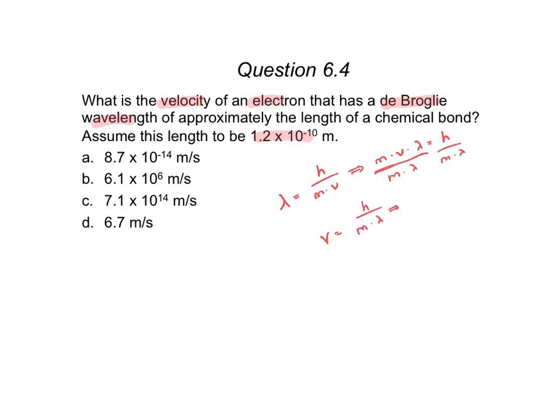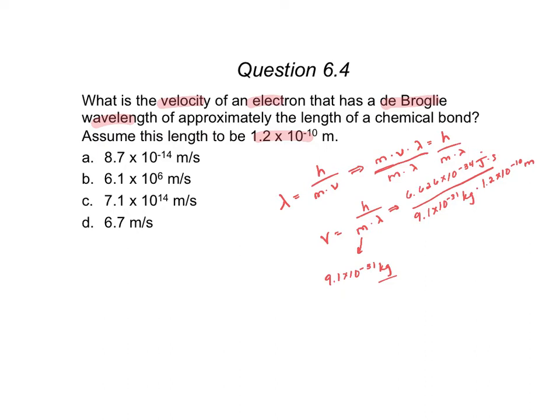And then I would plug everything in. So 6.626 times 10 to the minus 34th joule seconds, all over the mass of the electron. This is like a constant. It's 9.1 times 10 to the minus 31 kilograms. And note you have to use kilograms here because, again, of joules. So 9.1 times 10 to the minus 31st kilograms times the wavelength of the electron, which is 1.2 times 10 to the minus 10th meters.